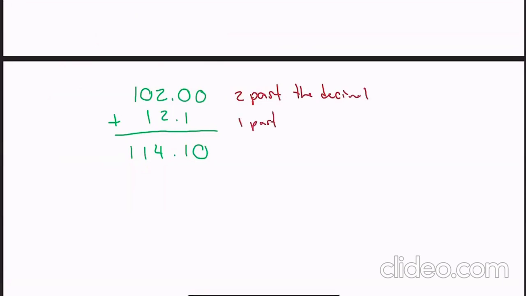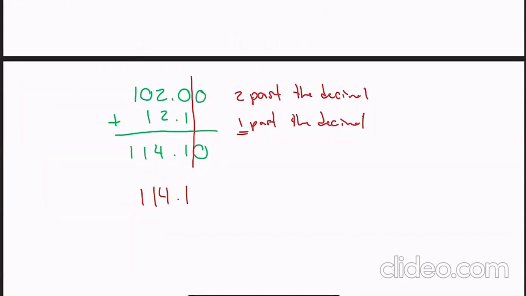1 past the decimal. So my answer can only be 1 past the decimal. Then my answer is 114.1. Doesn't matter that one is 5 significant figures, one is 3 significant figures, and don't assume that your answer is just simply 114 because it matches the smallest number of significant figures.